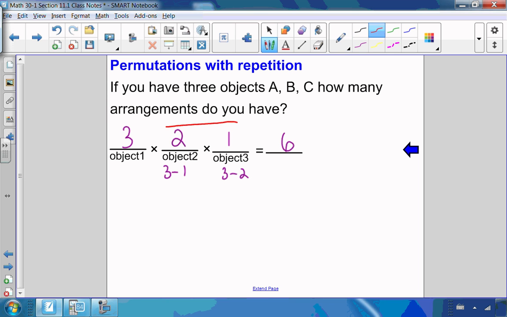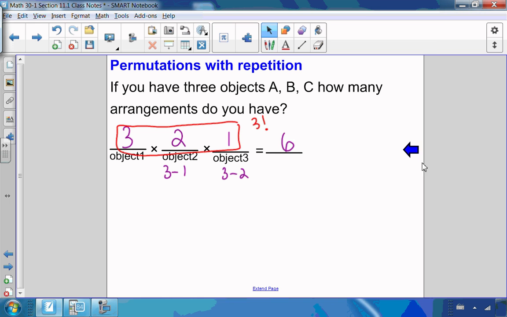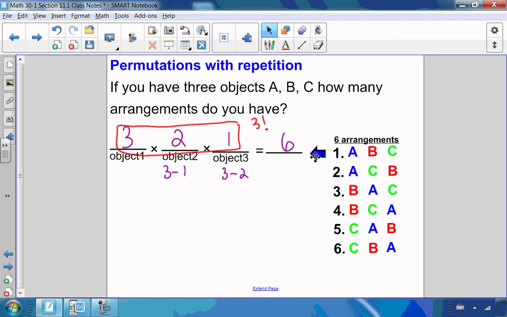Let's practice our factorial here. 3, 2, 1 is really 3 factorial. Okay, so there are 3 factorial or 6 arrangements. I can actually list them all out. Here are my 6 unique arrangements.